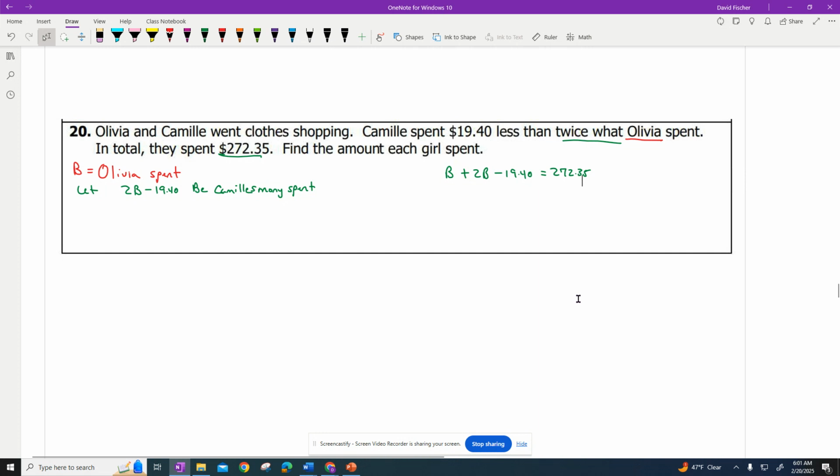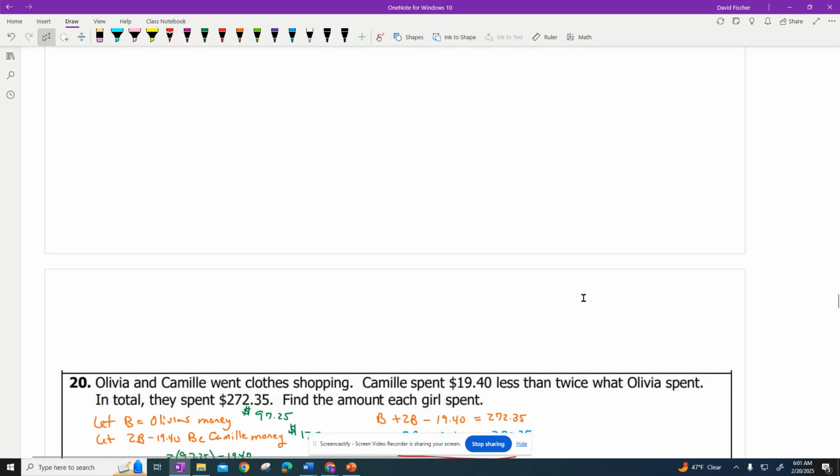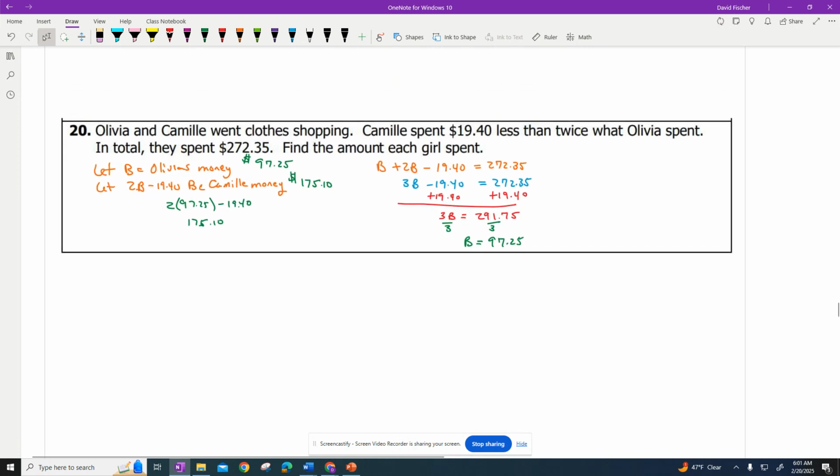Let's see how you did. Alright, let's see how you did. I did all my work and I got $97.25, so that's up here. That's Olivia's money. So then I plugged it into this equation. 2 times 97.25, take away 19.40. Now my calculator spit out 175.1, but it's money, and our money goes to the hundredths place. So make sure you put dollar signs and make it go to the hundredths place.